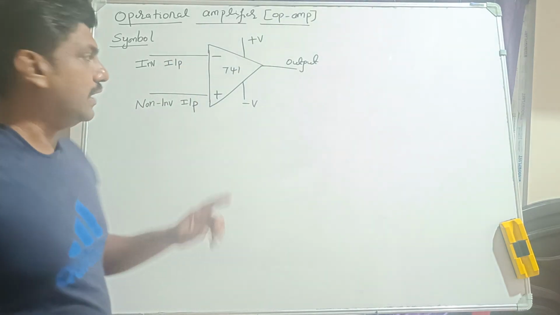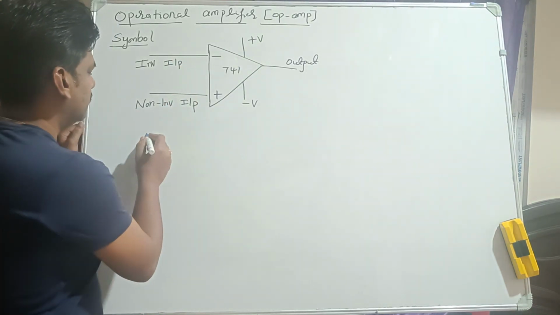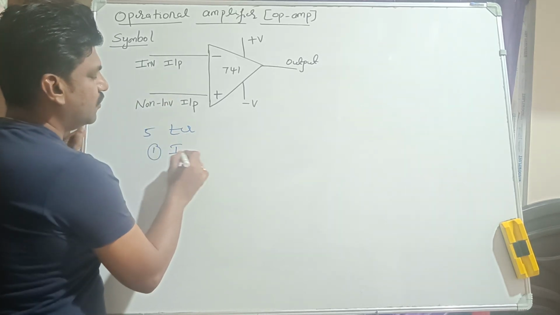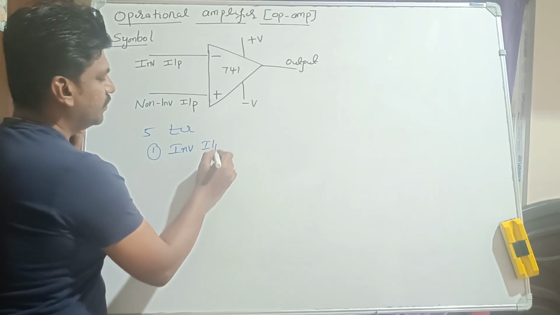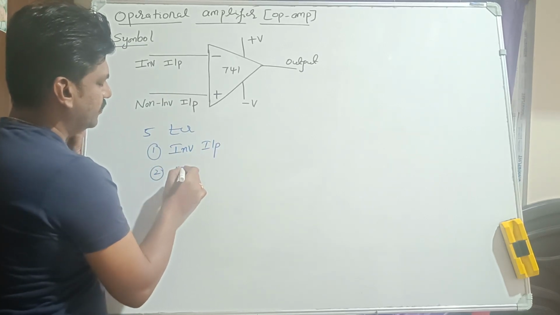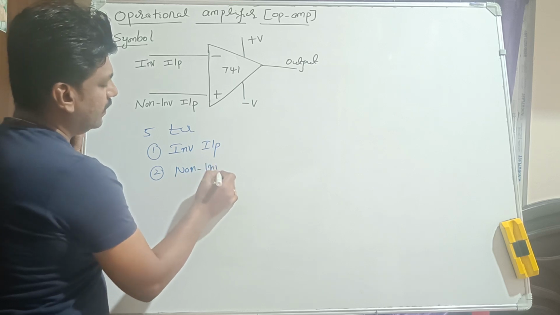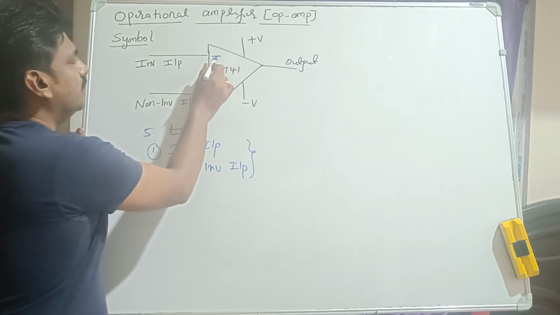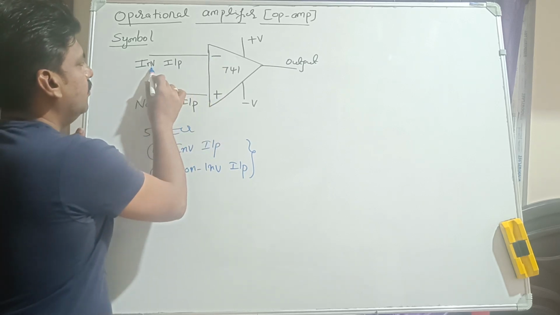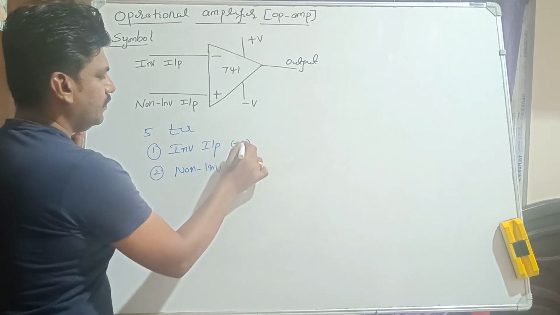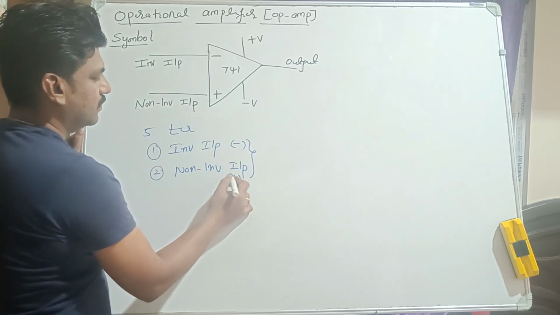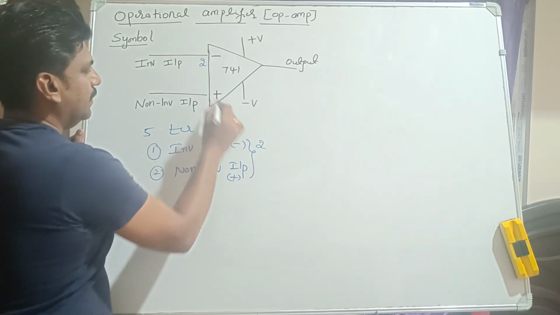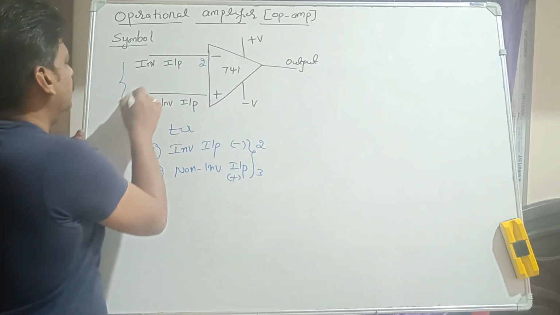So, how is the symbol going to look like? It has five terminals. How many terminals? Five terminals. The first one is called the inverting input terminal. The second one is the non-inverting input terminal. So these two are inputs. Inverting input is minus, non-inverting input is plus. This is pin number 2, this is pin number 3. So these two are with respect to inputs.